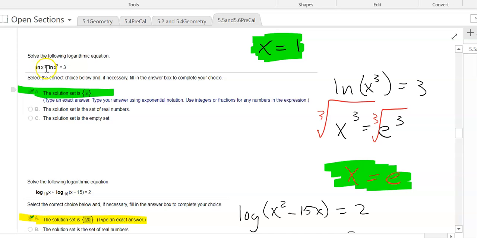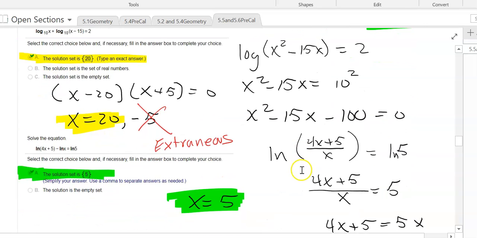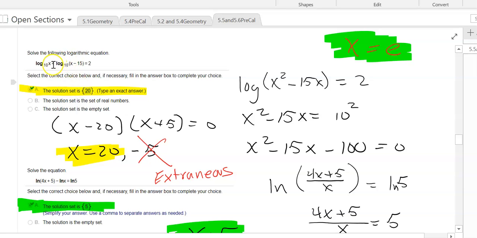Here we're adding, which means we're multiplying the x times x squared, which gives us the natural log of x cubed. Then I can do the exponential of both sides, so e to the 3rd power is equal to x cubed. Solve for x by taking the cube root, I get e. Next up here, I'm adding here, so I'm multiplying x times x minus 15 to get x squared minus 15x. Now I can write it as an exponential function, so 10 to the 2nd power is equal to x squared minus 15x. 10 squared is 100. Then I can factor this.